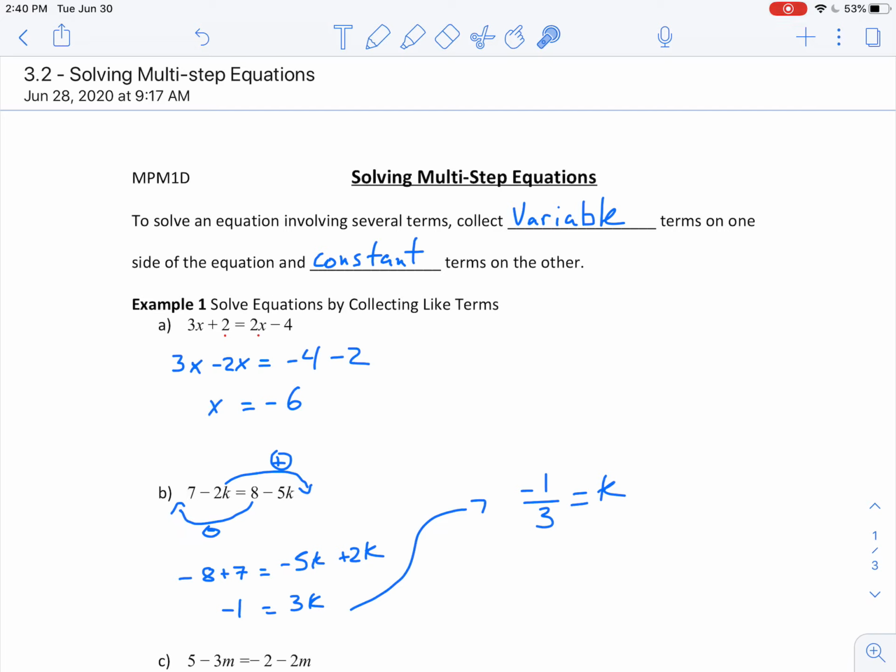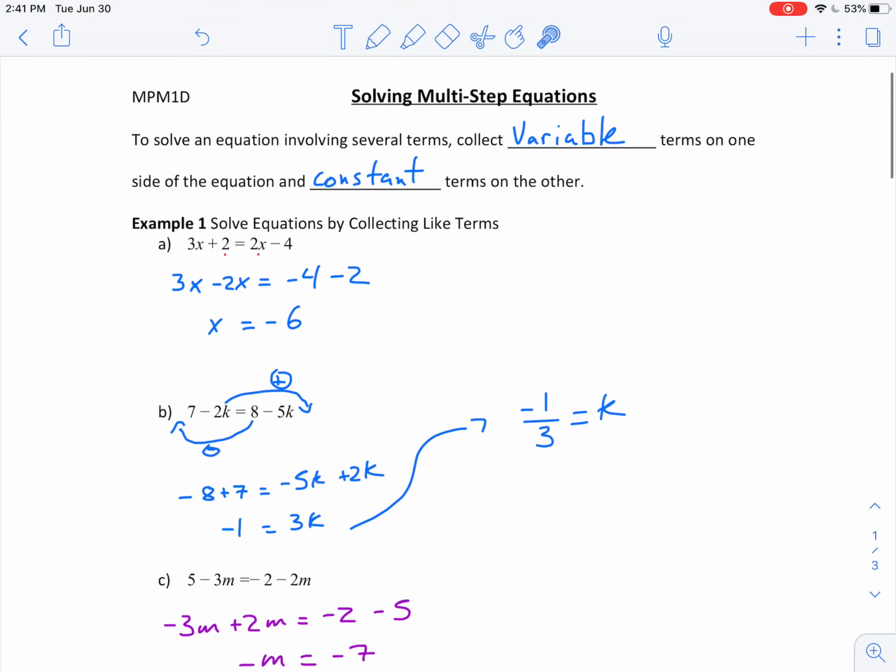So on the left side, I have 3x minus 2 is equal to negative 4 minus 2. Performing the math, I end up getting x is equal to negative 6. On the second example, we have 7 minus 2k is equal to 8 minus 5k. Again, I just drew what I need to do.